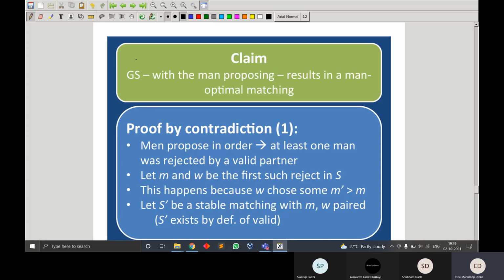Okay, 50 minutes. Gale-Shapley with man proposing. In the Gale-Shapley algorithm, we started off with men proposing to women. So clearly there is a difference between men and women, a separation in how the algorithm proceeds. Gale-Shapley with man proposing results in a man optimal matching. What this says is that whatever matching you get from the Gale-Shapley algorithm, every man will be matched to his best valid partner.